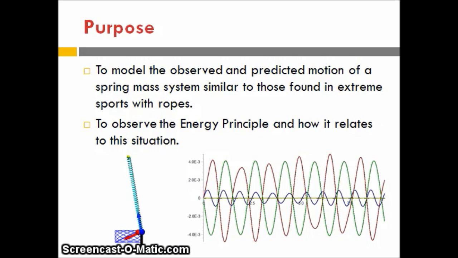The purpose of this lab is to model the observed and predicted motion of a spring mass system similar to those found in extreme sports with ropes, and also to observe the energy principle and how it relates to this situation. My models were relatively accurate in predicting the motion of the spring mass system from the video, and as you can see, the plot of change in kinetic energy, change in spring potential energy, change in gravitational potential energy, and change in overall energy successfully describes these values.